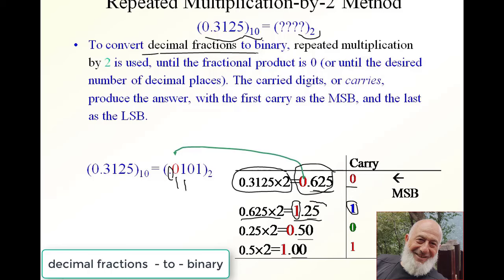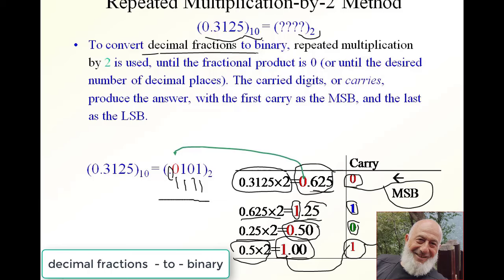And then we multiply this by 2. We get this answer with the carry zero. This zero goes into this position. And then we multiply the 0.5 by 2 again. We get this answer. And this here is the carry, which goes to this position. So this final carry here is the least significant bit in the binary number, where this one here is the most significant bit in the final binary number.